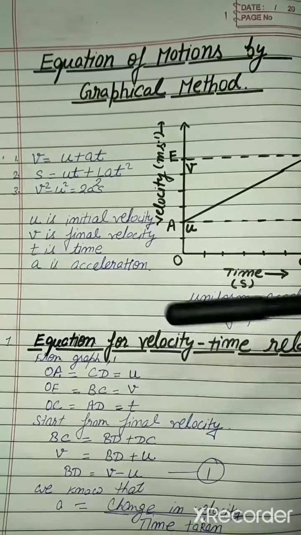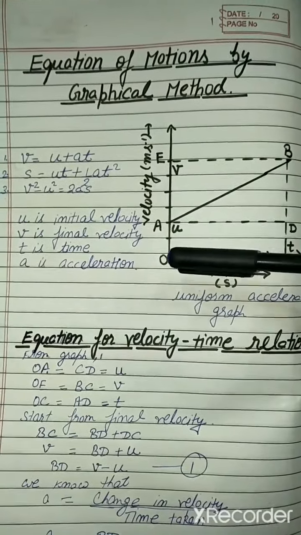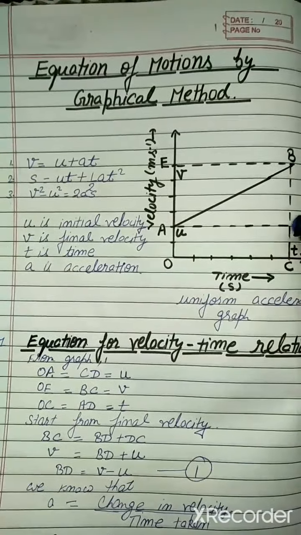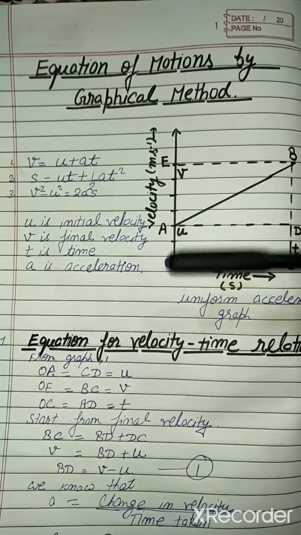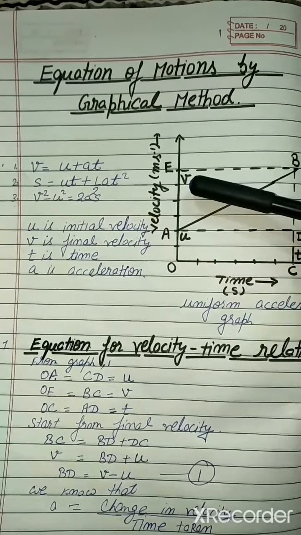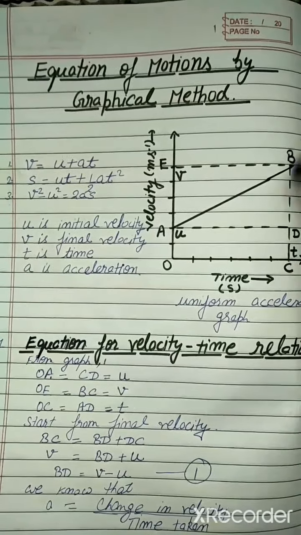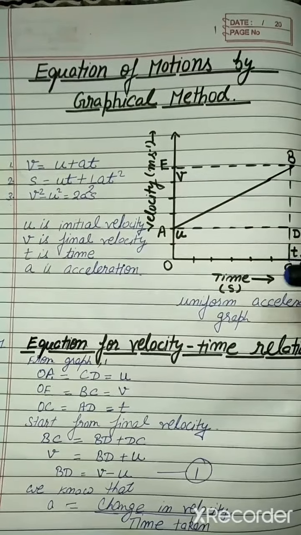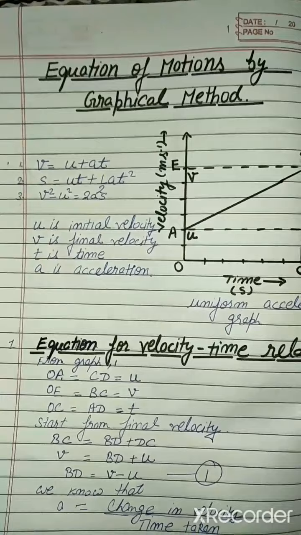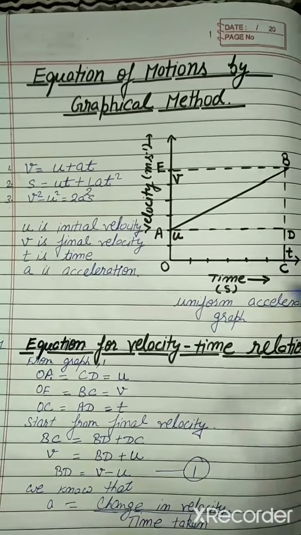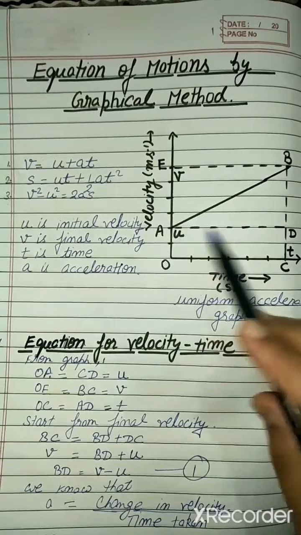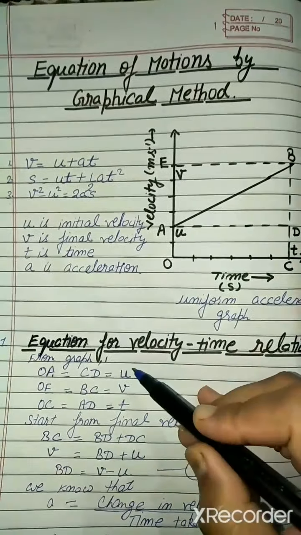Here I am revising that OA is the initial velocity, and OA is equal to CD, and that is equal to u. Now OE is the final velocity. Final velocity is denoted by v, which is equal to BC. So OE equals BC equals v, right? And time is OC here. OC is equal to AD equals t.